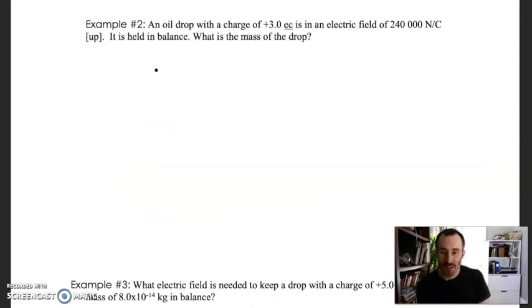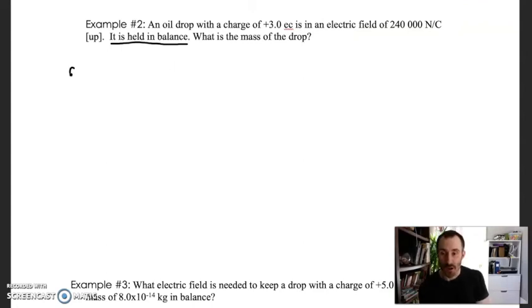Example 2. An oil drop with a charge of positive 3 ECs is in an electric field of 240,000 newtons per coulomb up. It is held in balance. What is the mass of the drop? So what we're looking for first, this says it's held in balance. So our starting point is that the electric force pulling up and the force of gravity pulling down are going to be the same.